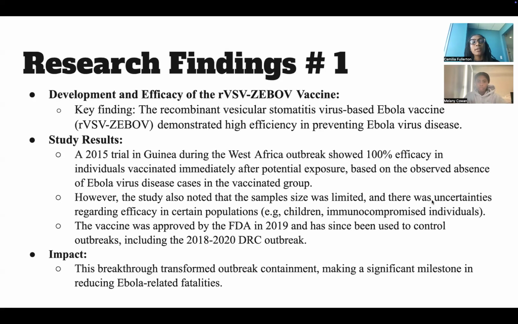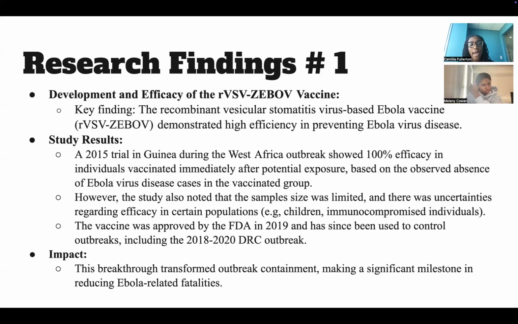So, research finding number one: development and efficacy of the rVSV-ZEBOV vaccine. The key finding is that the recombinant vesicular stomatitis virus-based Ebola vaccine, which is what rVSV-ZEBOV stands for, demonstrates high efficacy in preventing Ebola virus disease. The study's results revealed that a 2015 trial in Guinea during the West Africa outbreak showed 100% efficacy in individuals vaccinated immediately after potential exposure.